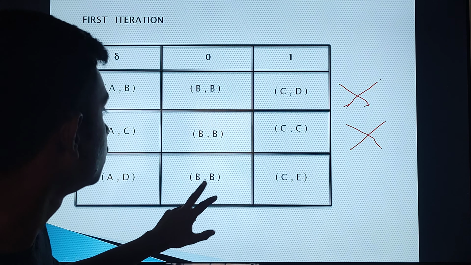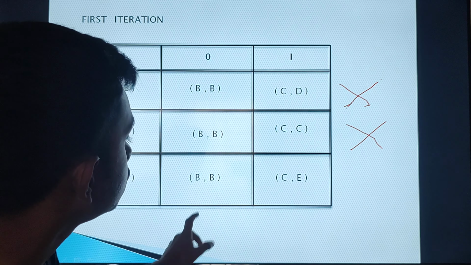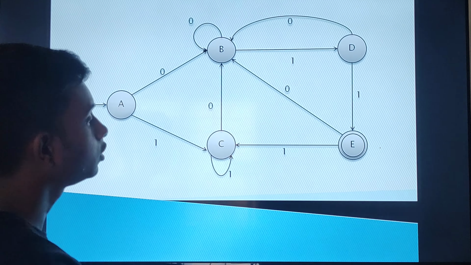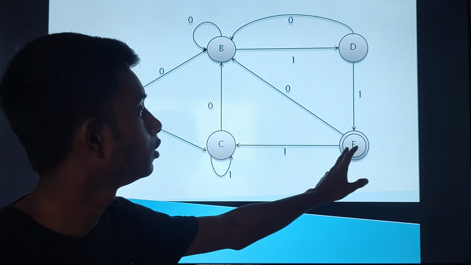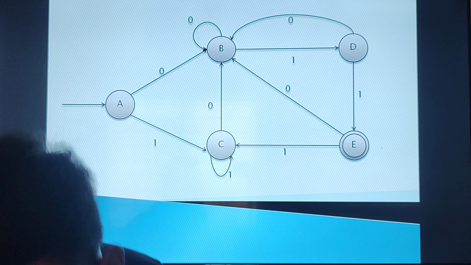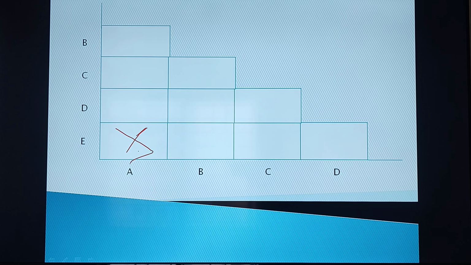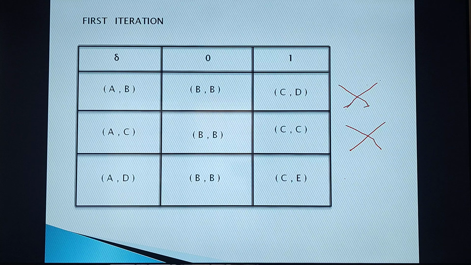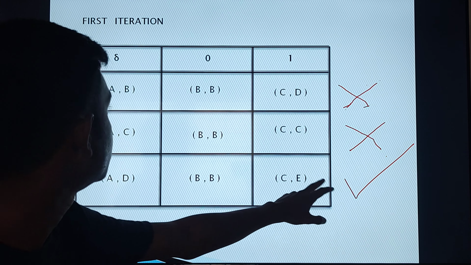Now for A comma D, on 0 it is going to B comma B and on 1 C comma E. Let us see B comma B and C comma E. B comma B both are non-final, and for C comma E, one is final and one is non-final. So we have to mark it on the transition table. Let us mark. This A comma D is marked.